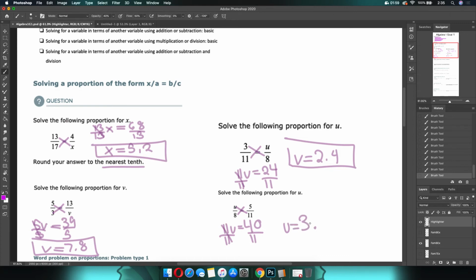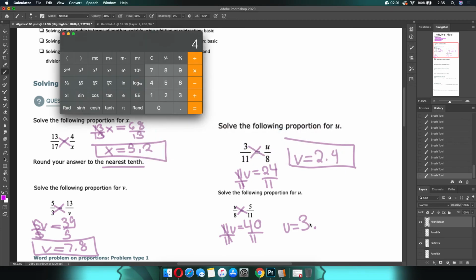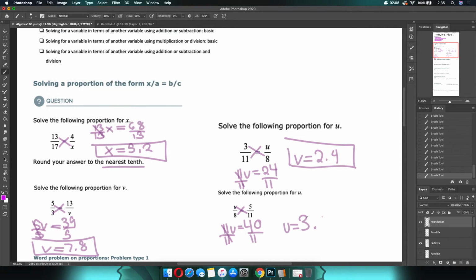I don't know that one off the top of my head, so it's 40 divided by 11. 4t divided by 11. 6.6. Okay. Oh, yeah, it would be. Duh, Ms. Dubois. Okay, so that's our refresher.